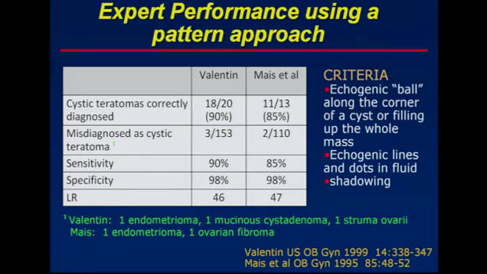Experts do pretty well in evaluating dermoids. These are two early articles from '99 and '95, both from Europe, using the criteria of an echogenic ball, which is the exact terminology used in these papers, in the corner of a cyst or filling up the whole mass, or the presence of echogenic lines and dots, or the presence of shadowing. These investigators showed that the likelihood ratio using these criteria was quite high for making the diagnosis of dermoid. Yes, there were some false positives, but this is a pretty good likelihood ratio for the diagnosis.